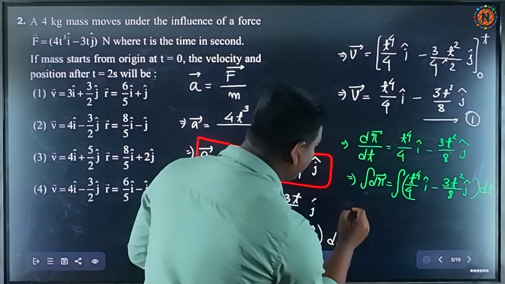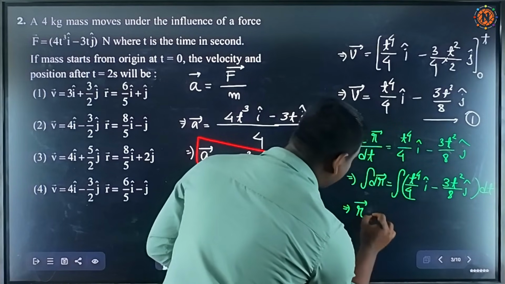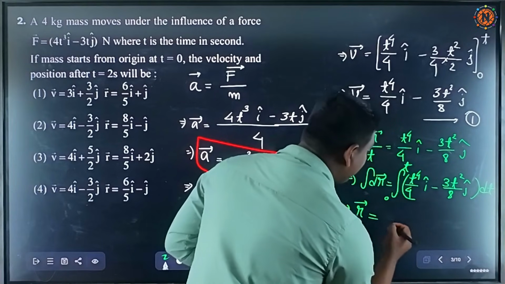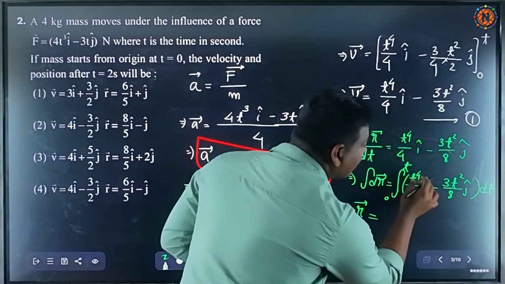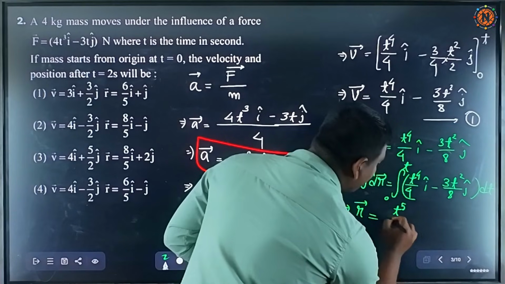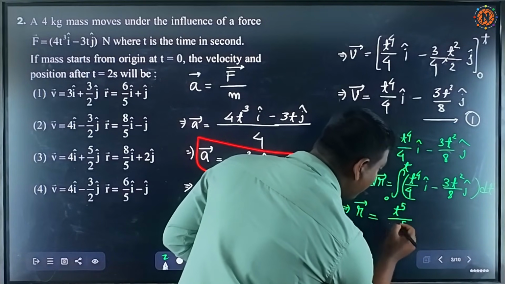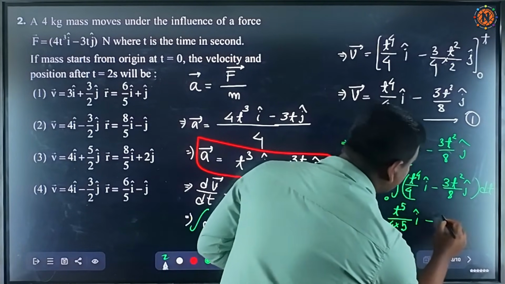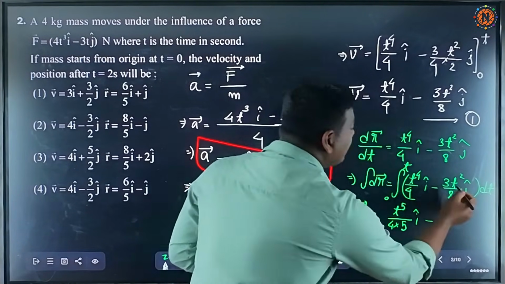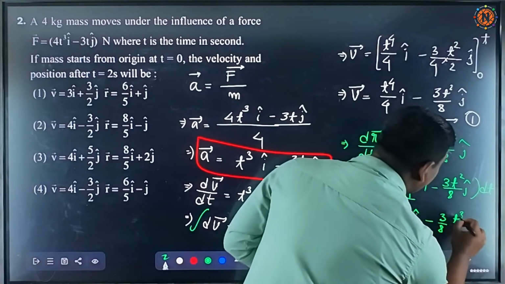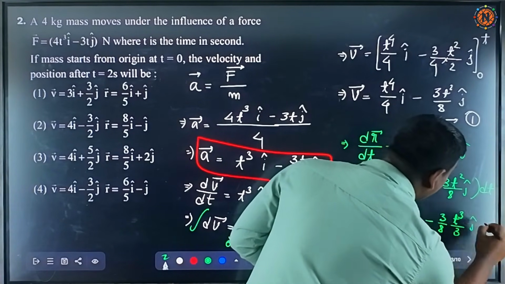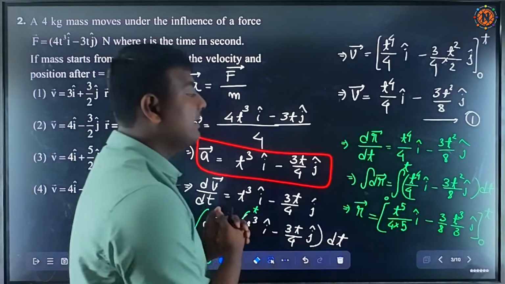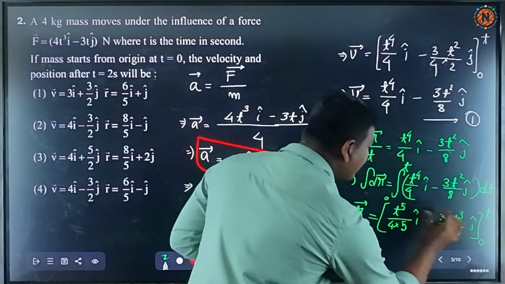Okay, so integration of dr will be r vector, and you also take the limit from 0 to t. Now integration of t to the power 4 will be t to the power 5 by 5, and the 4 is already there. This will be i cap minus 3 by 8 is constant, and integration of t square will be t cube by 3 j cap. The lower limit will be 0, the upper limit will be t. If you put the limit, it will remain as it is.